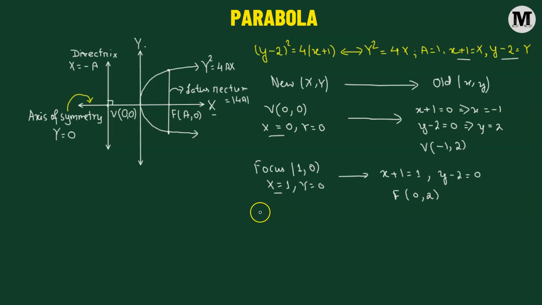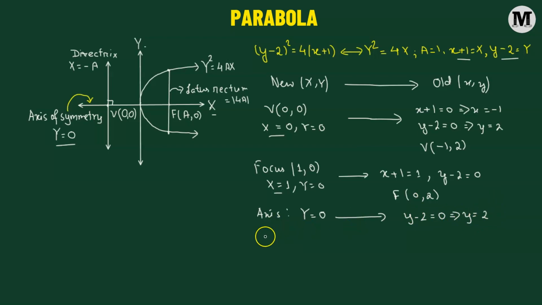Now coming to the equation of the axis. The axis is given by the equation y equals 0. So we'll use this equation, and in place of y, we'll replace with y minus 2. So we have y minus 2 equals 0, which means that y equals 2.